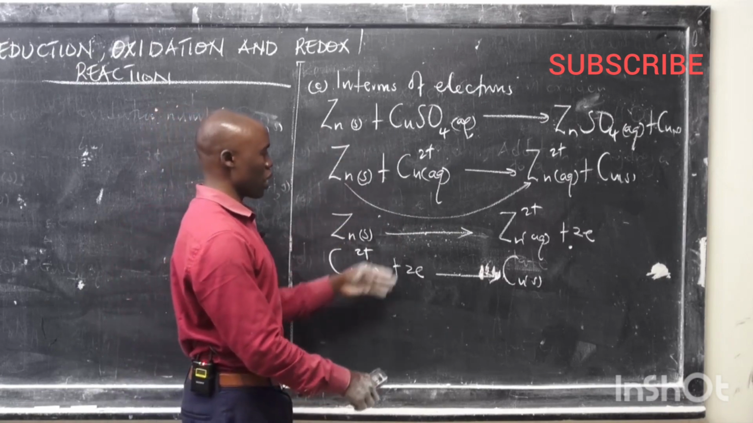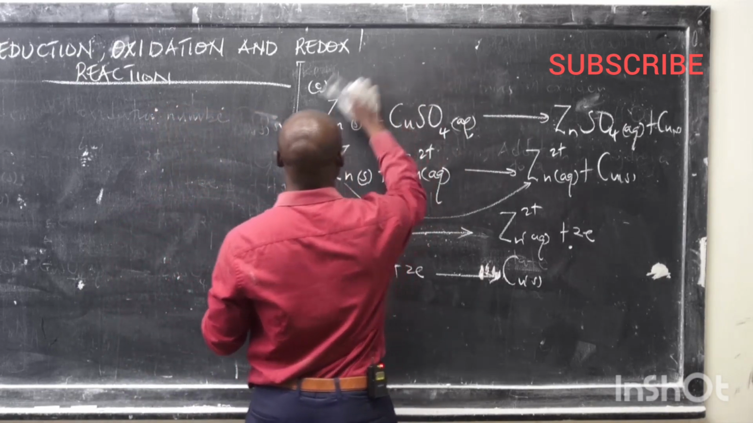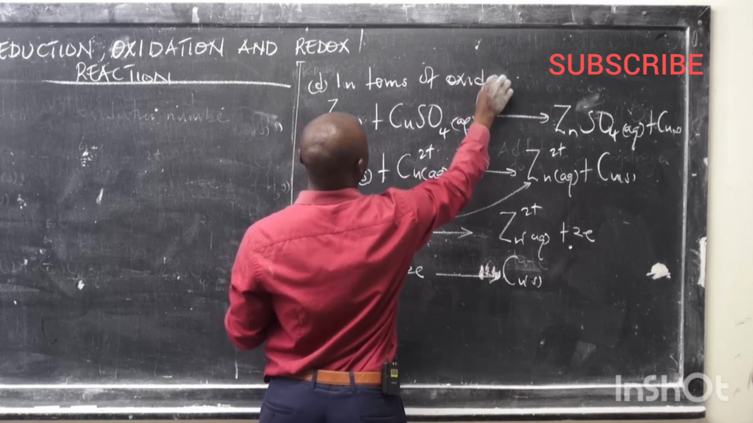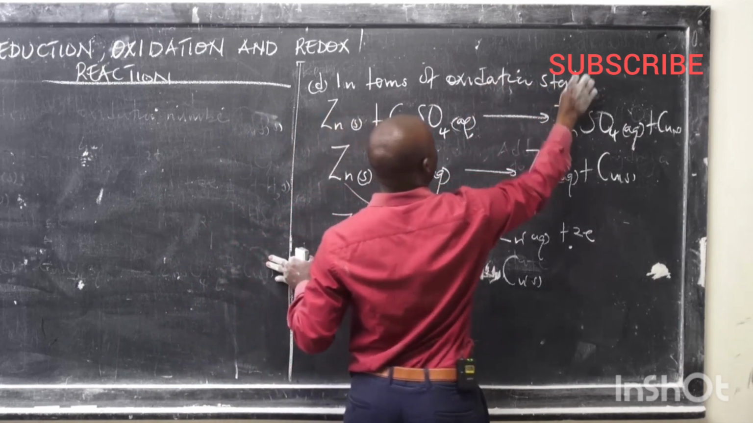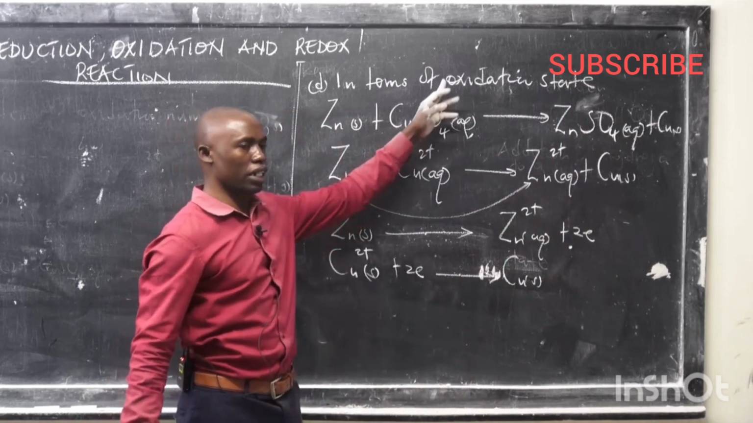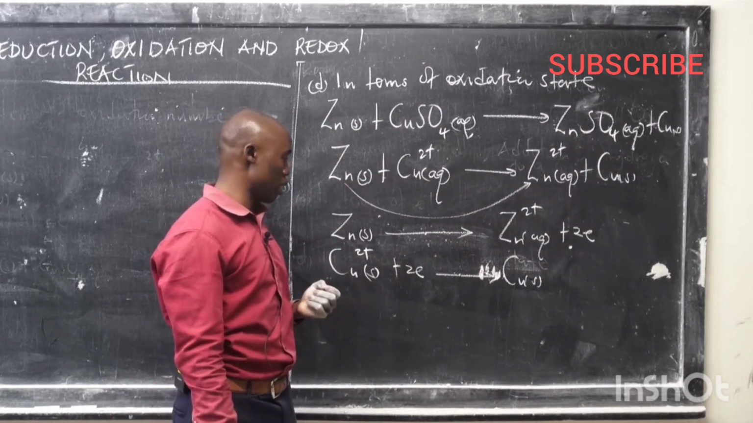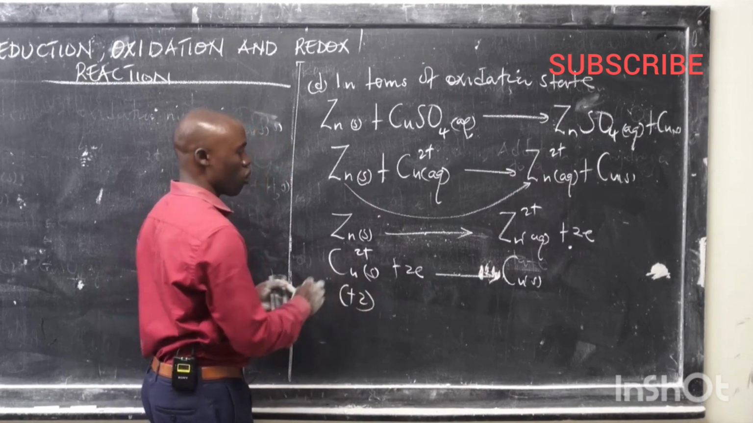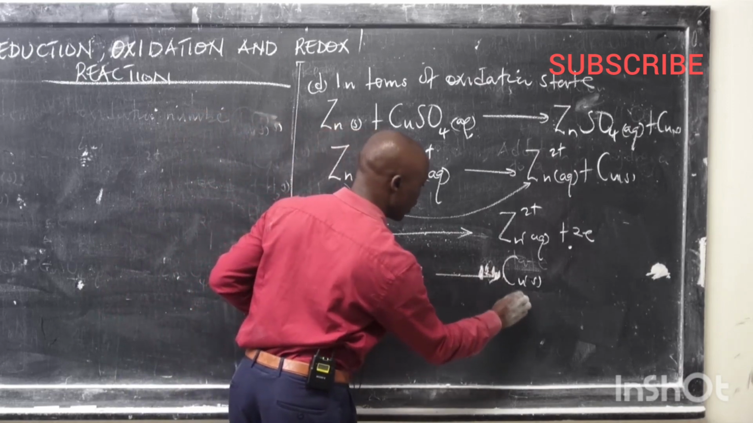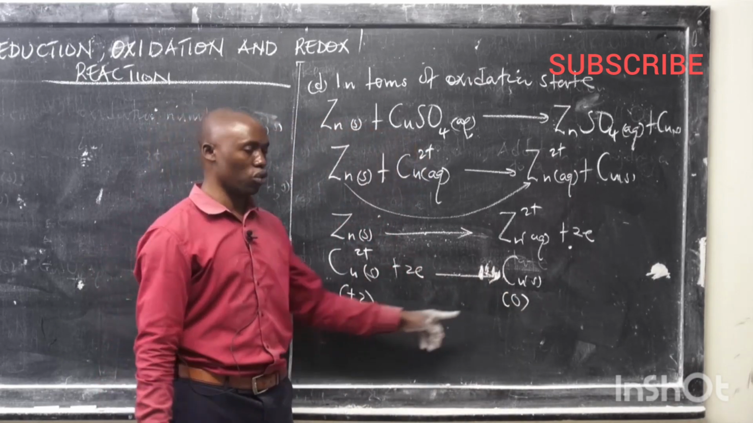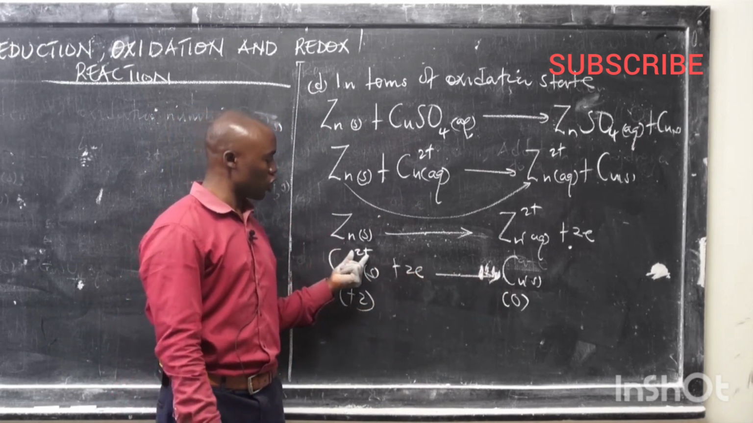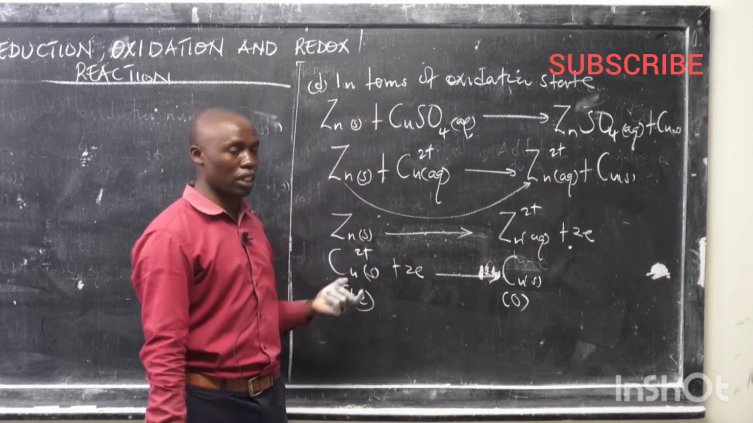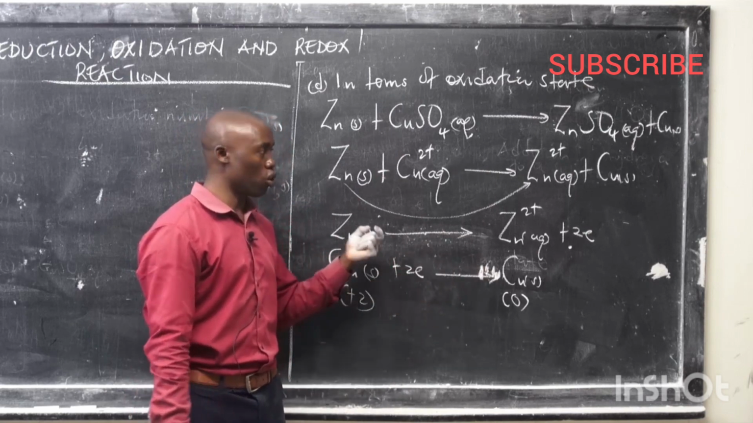Let's look at the same reaction in terms of oxidation state. Oxidation state, we said, is just the charge on the atom or the element. Here copper has a charge of +2, so the oxidation state is +2, whereas this copper atom here has no charge. So we see that the oxidation state has reduced from +2 to 0. So reduction in terms of oxidation state is the decrease in the oxidation state or oxidation number.